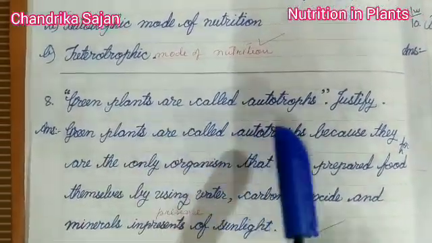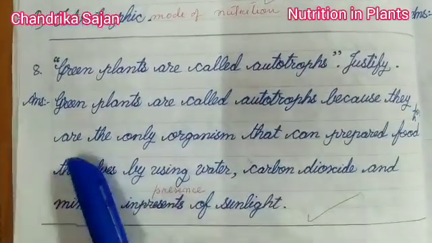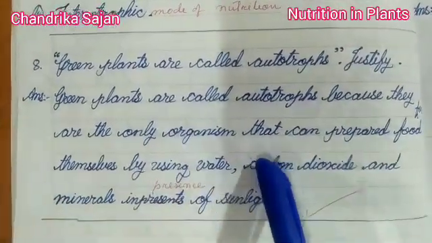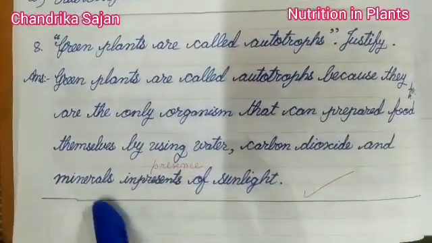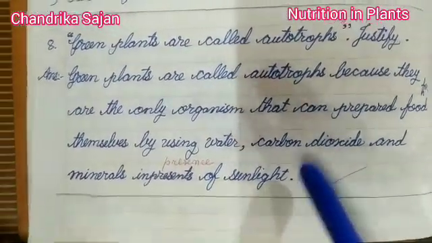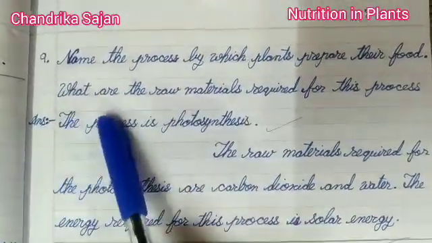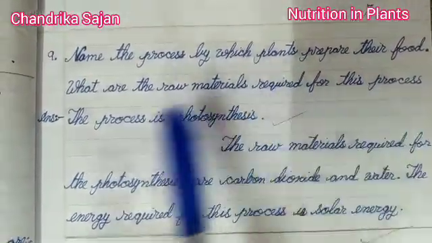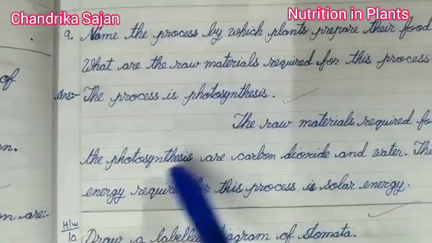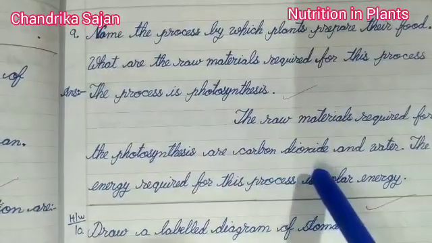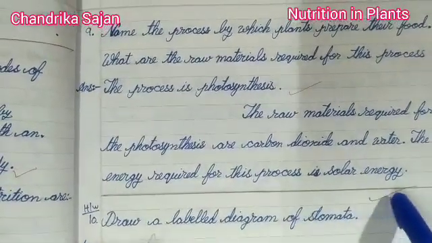Green plants are called autotrophs. Justify. Green plants are called autotrophs because they are the only organisms that can prepare food for themselves by using water, carbon dioxide and minerals in the presence of sunlight. Name the process by which plants prepare their food. What are the raw materials required for this process? The process is photosynthesis. The raw materials required for photosynthesis are carbon dioxide and water. The energy required for this process is solar energy.